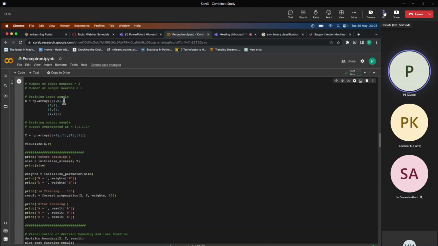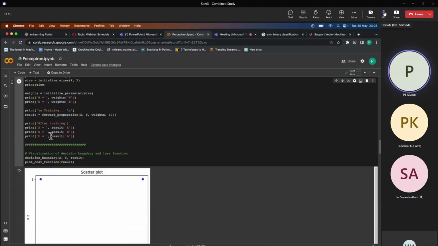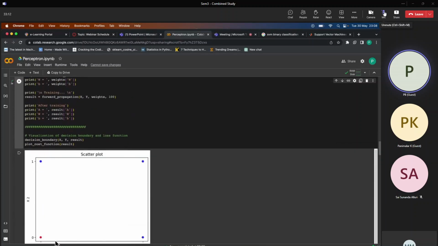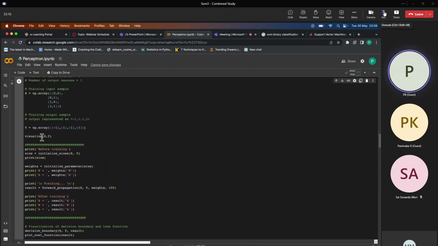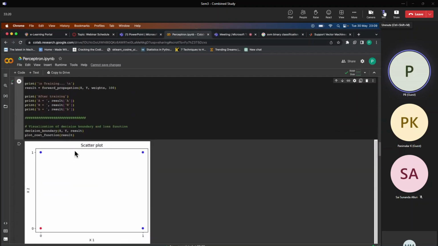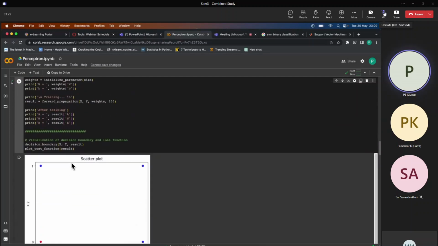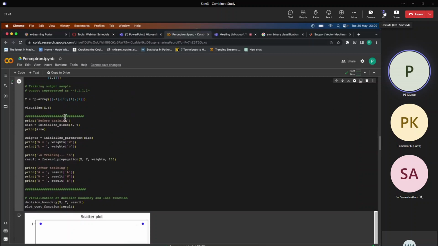X is an array, nothing special about it, just the 4 points. And we visualize it in the four corners of the graph on the Cartesian plane.